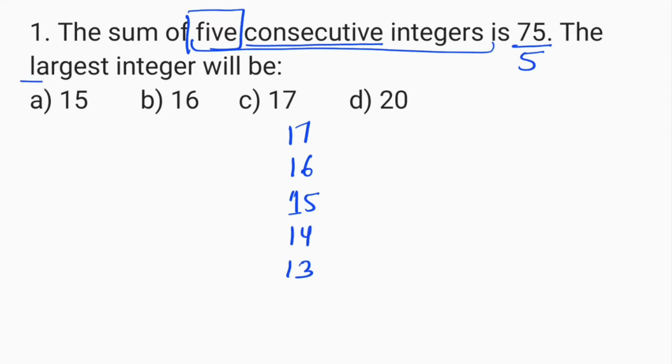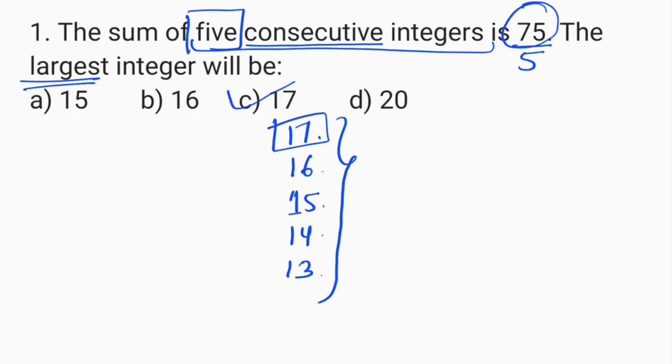What is asked? The largest. Keep in mind that these are 5 consecutive integers. If you add these numbers, you will get 75. So what is the largest number? 17, and option C is correct. If they had asked the smallest number, 13 would have been the answer. In this particular case, option C is correct, 17.